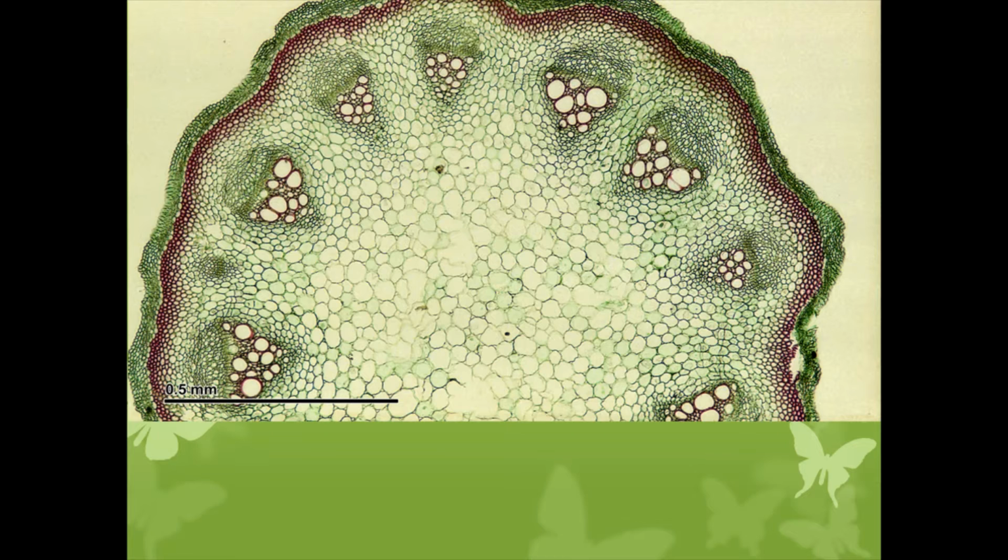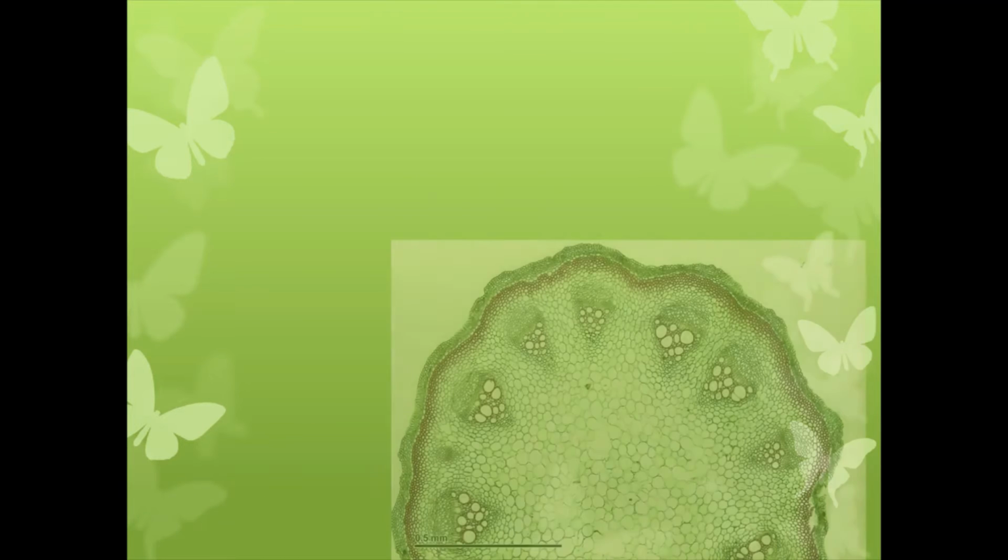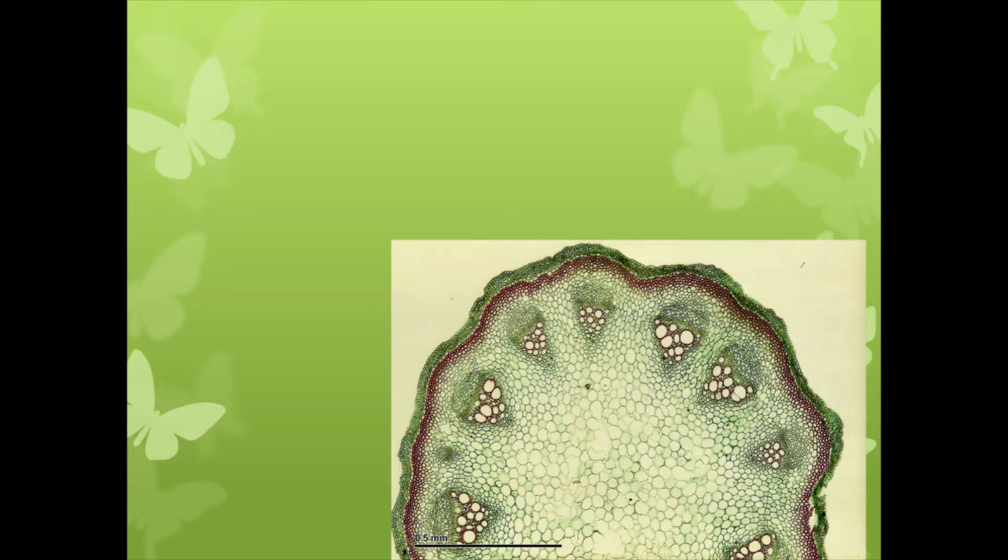Students, you must be very curious as to how a stem would look from inside. So this is a real view of a section of a stem under the microscope. You can see here a scale is also given which says 0.5 millimeters. That means this section will be a little more than 1 centimeter in diameter. This is the real section.